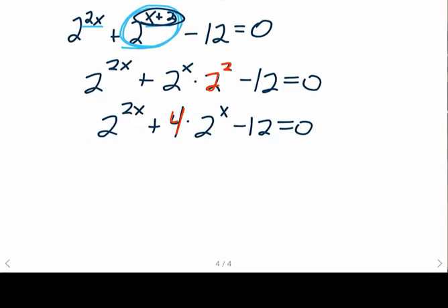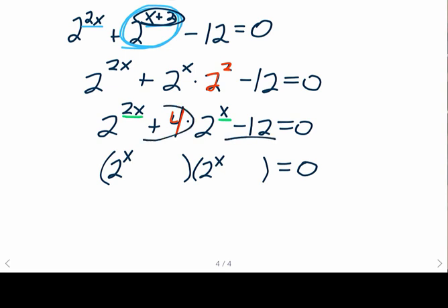And now this is quadratic in form because the first exponent is exactly double the second exponent. So when I factor this into a pair of binomials, in the parentheses where I would normally be putting x, I'm going to put 2x. And now I need factors of negative 12 that add up to 4. How about a positive 6 and a negative 2?